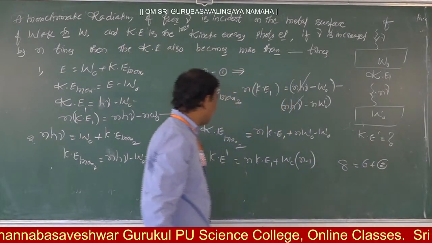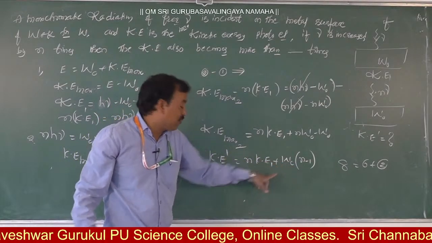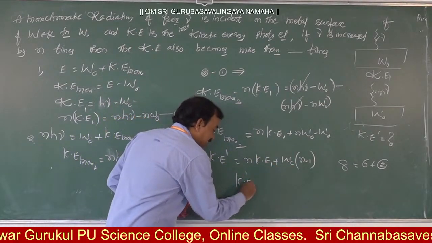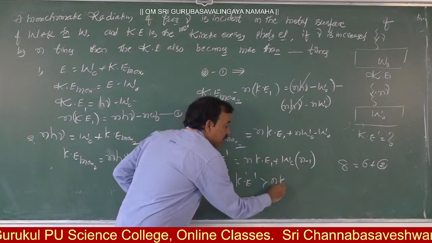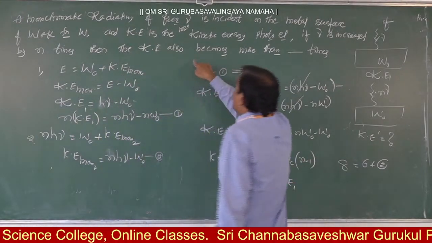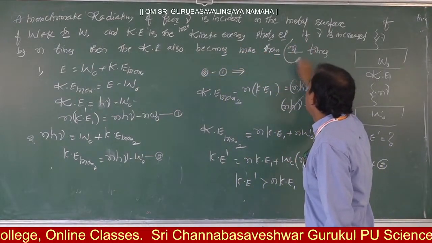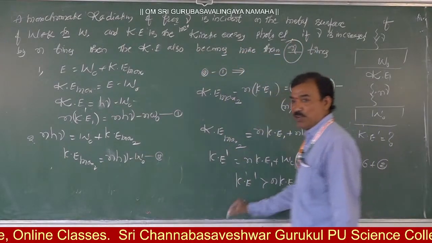Same here, Ke dash is equal to n into Ke1 plus this value. So Ke dash is greater than n into Ke1. That means the kinetic energy becomes more than how many times? It is n times. So n times, a very important application.